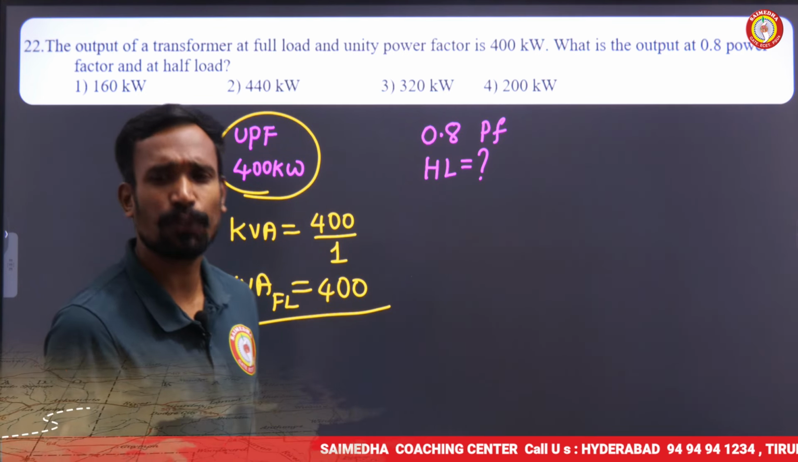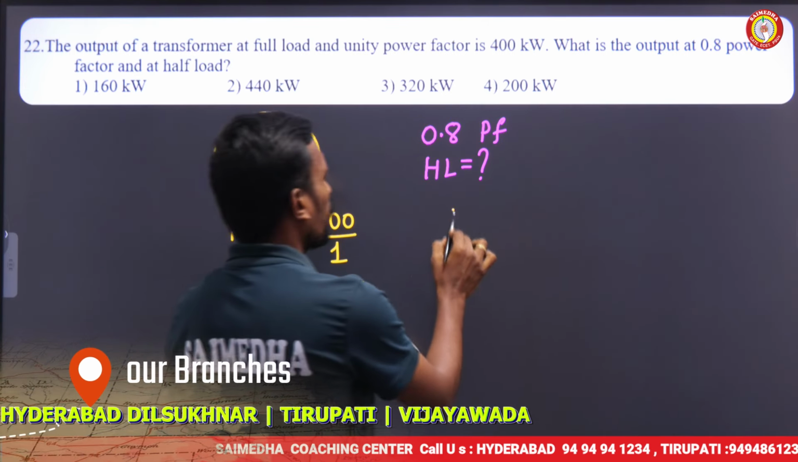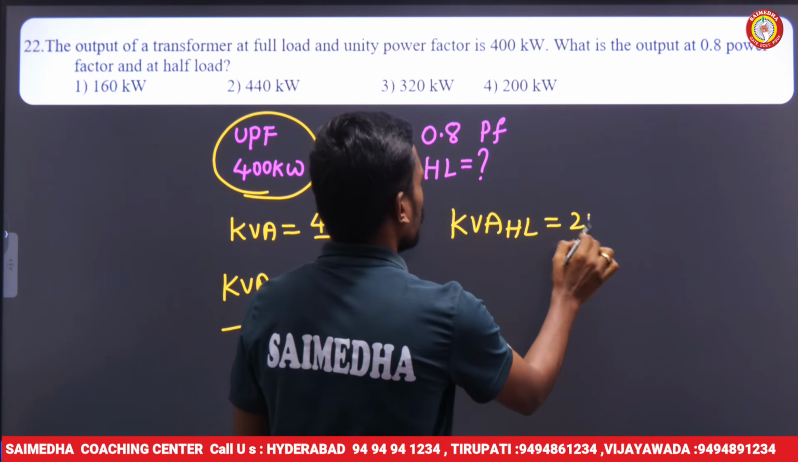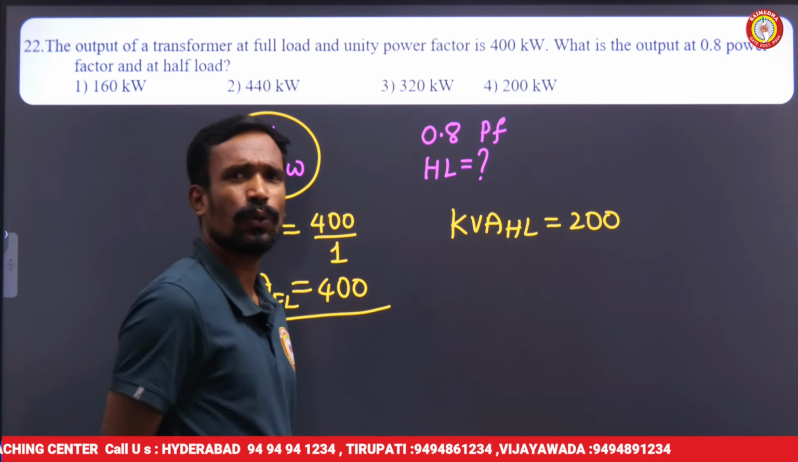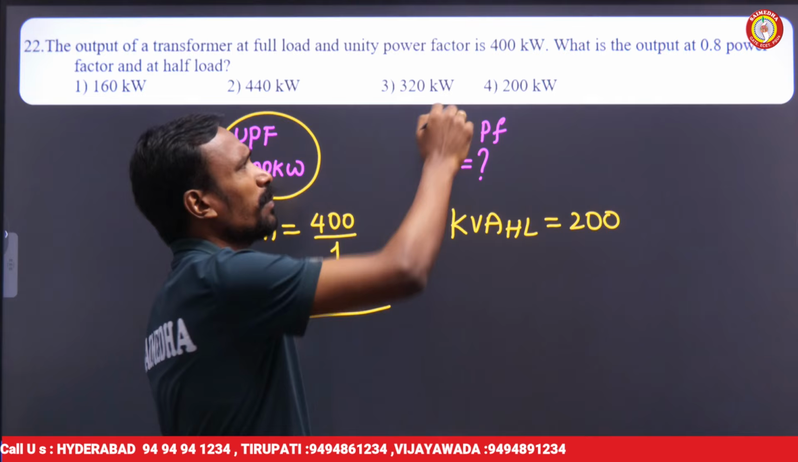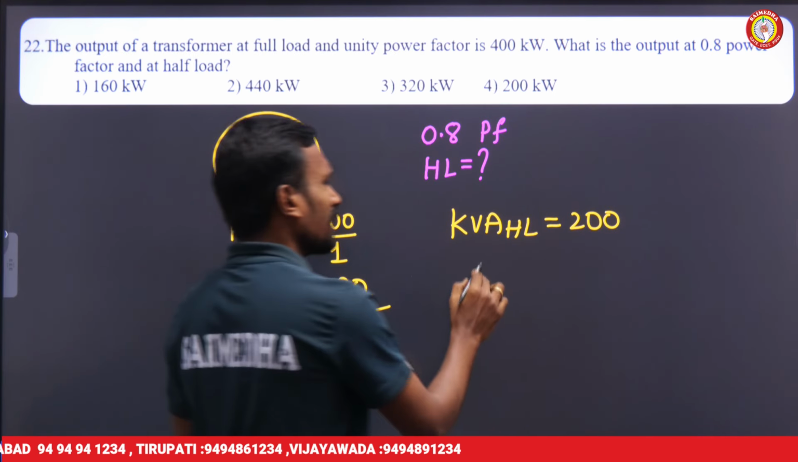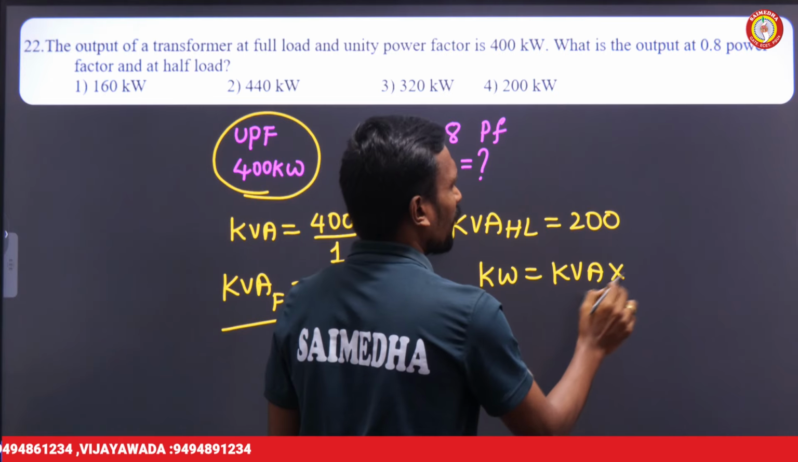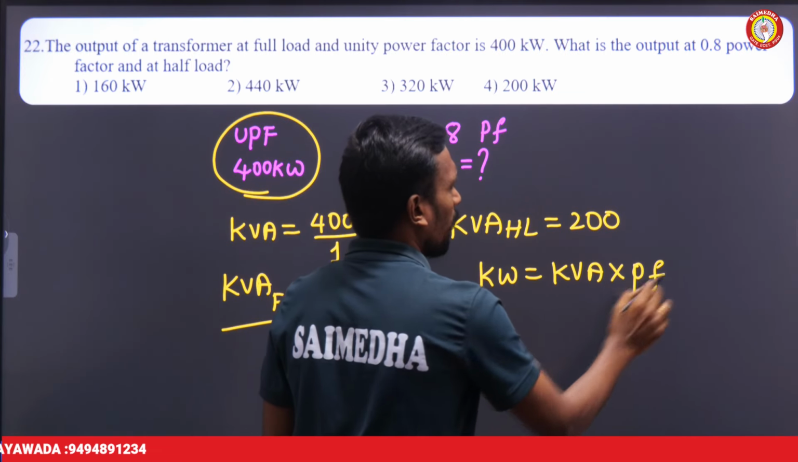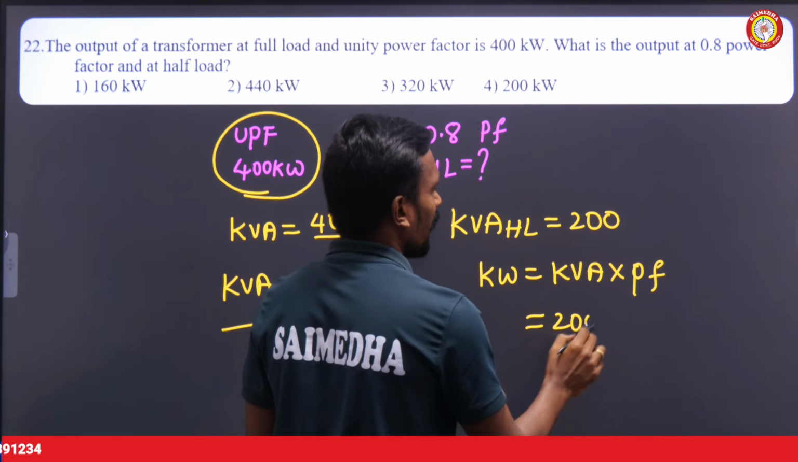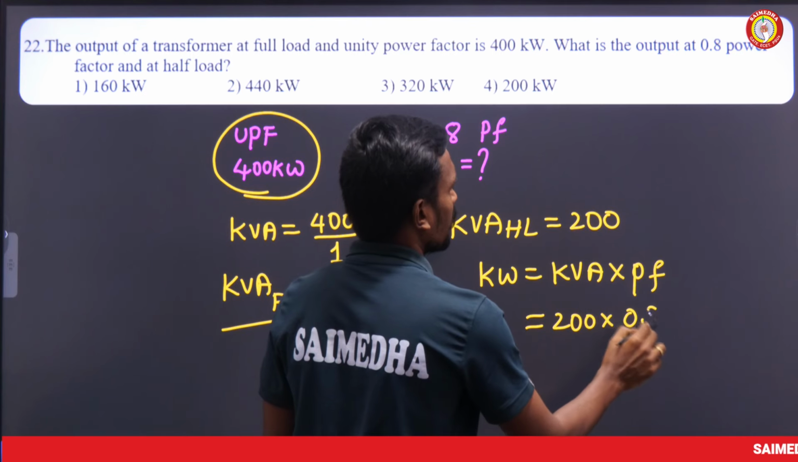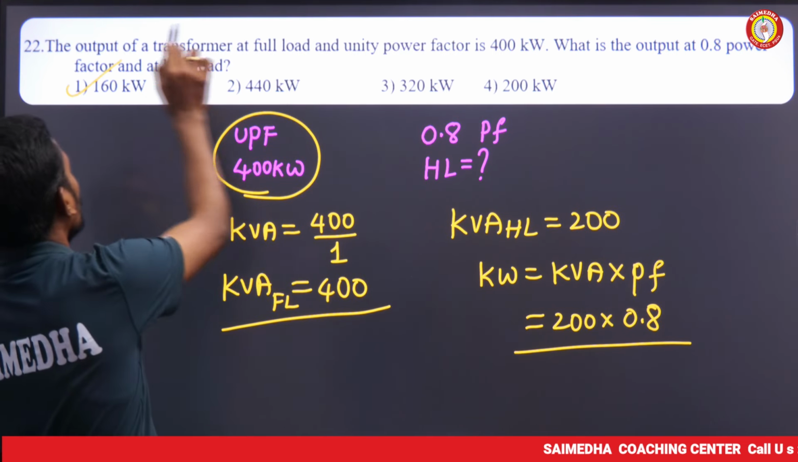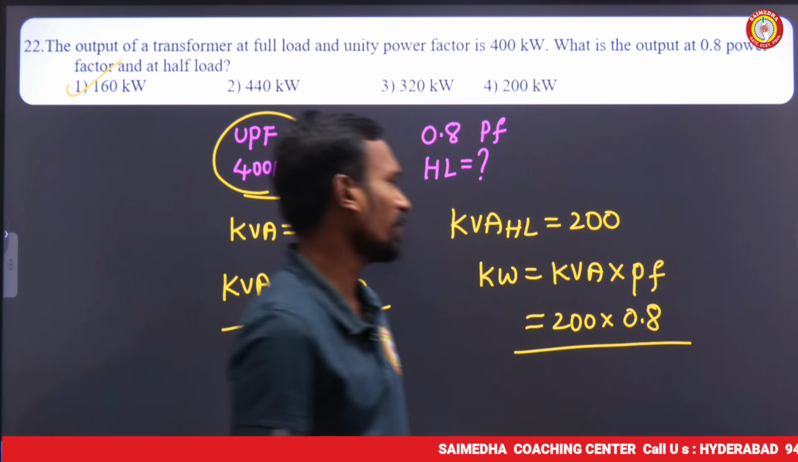Then what is it at off load? The kVA at off load is 200. But the answer will be in terms of kilowatts. Kilowatts is equal to kVA into power factor, that is 200 kVA into power factor 0.8. So what will be the answer, sir? 160 kilowatts is our answer.